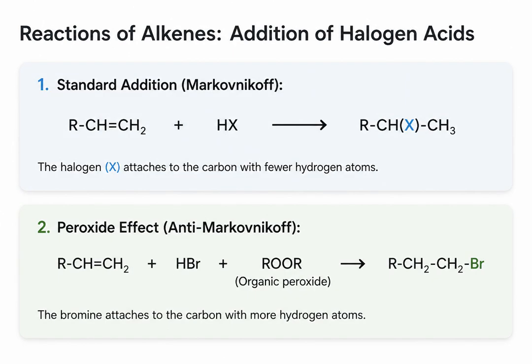When adding halogen acids, or HX, to an asymmetrical alkene, the regiochemistry is governed by Markovnikov's rule, meaning the hydrogen adds to the carbon that already has more hydrogens, placing the halogen on the more substituted carbon. But there is a famous exception. If you add hydrogen bromide in the presence of an organic peroxide, the reaction proceeds via a radical mechanism, resulting in anti-Markovnikov addition, placing the bromine on the less substituted carbon.